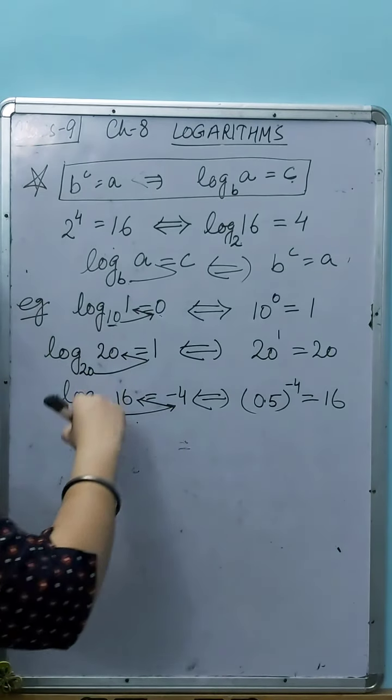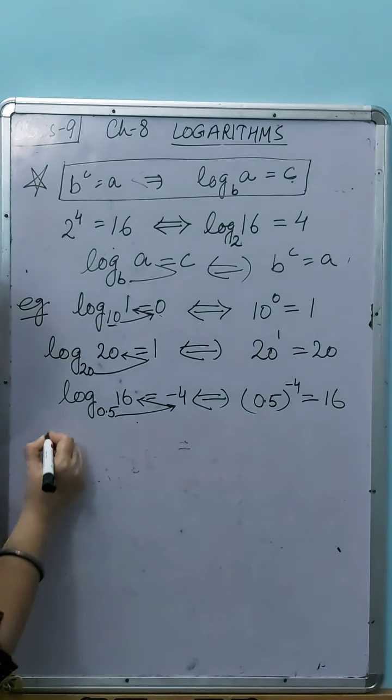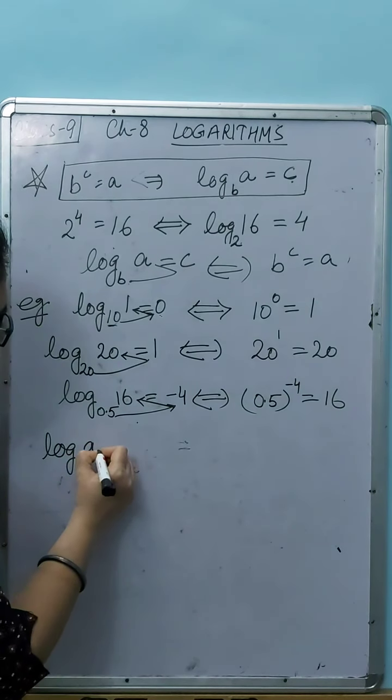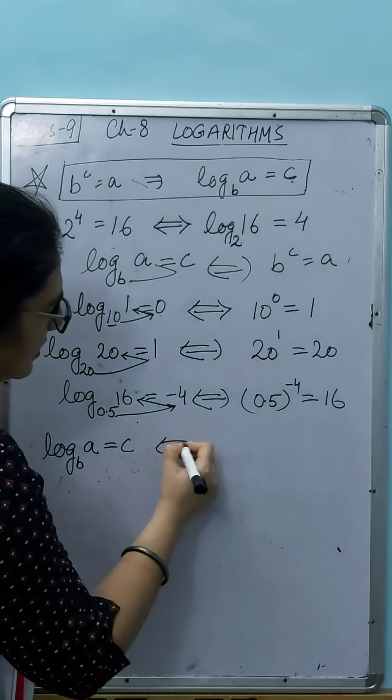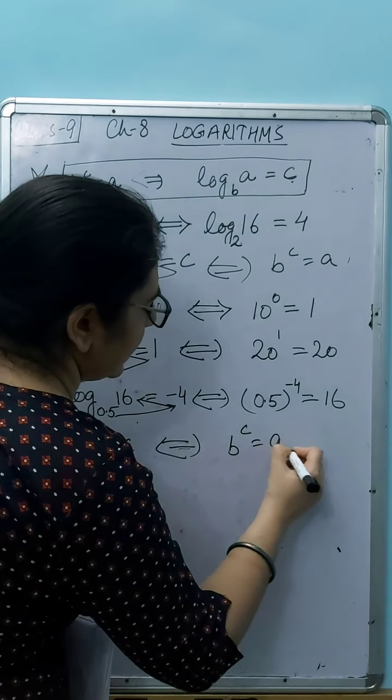Exponential form and log form, they are reversible. You can always interchange the steps. So this was the basic. I hope this is clear to you. And one result I want to tell you, that always log b a is equal to c implies and is implied by b raised to power c is equal to a.